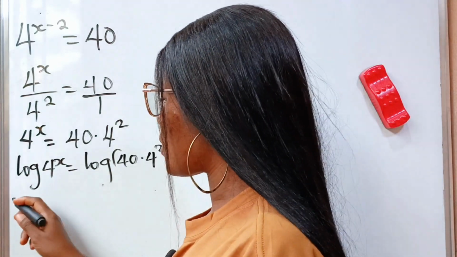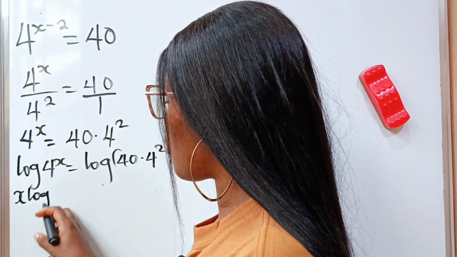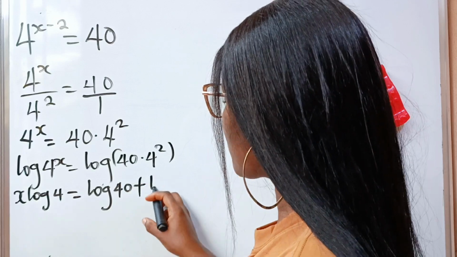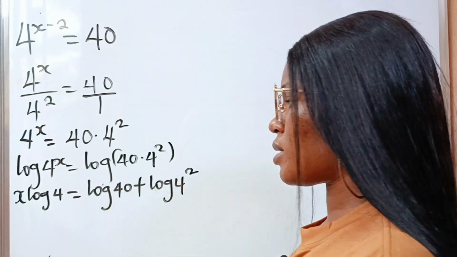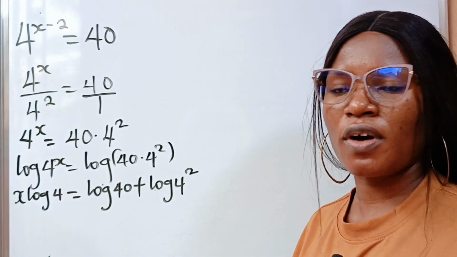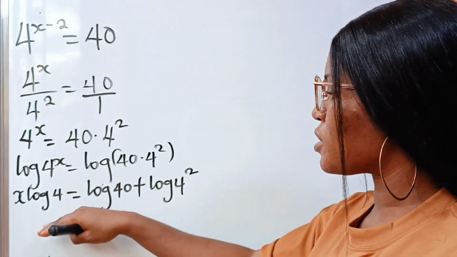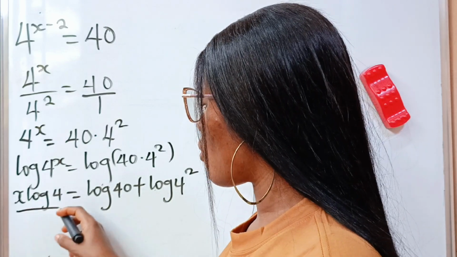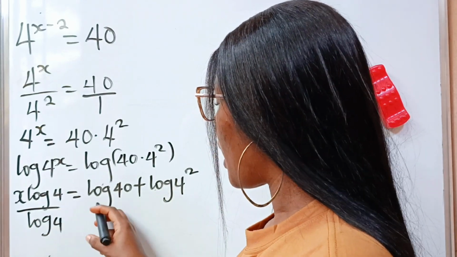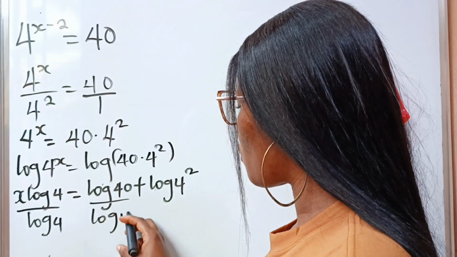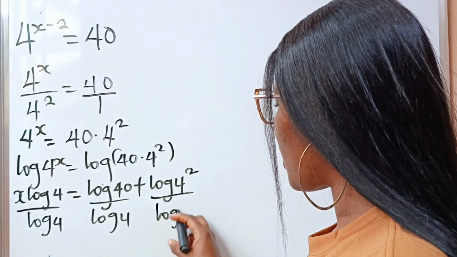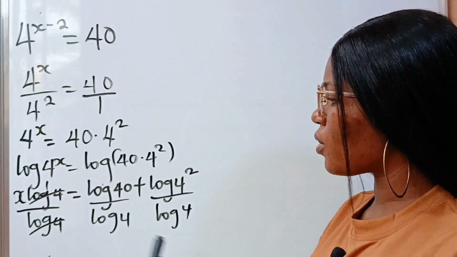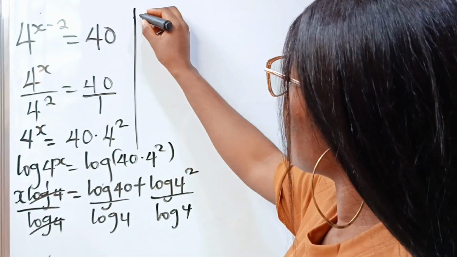So this is going to give us x multiplied by log 4 is equal to log 40 plus log 4 squared. Now since we are looking for the value of x, let's divide both sides of this equation by log 4 so that only x will remain. So we are going to have x log 4 divided by log 4, and log 40 divided by log 4, and log 4 squared divided by log 4. Now log 4 is going to divide itself. We have 1 times x, which gives us x.